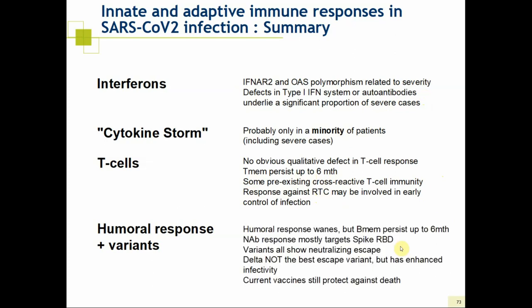For the antibody response, in your serum, antibody titers certainly go down by about a factor of 10 over 6 months after infection or after vaccination. But memory B cells seem to persist pretty well. The neutralizing antibody response is mostly targeting the receptor binding domain on the spike glycoprotein. That's the bit I didn't show you. But the most potent neutralizing antibodies are really against the RBD, the receptor binding domain.